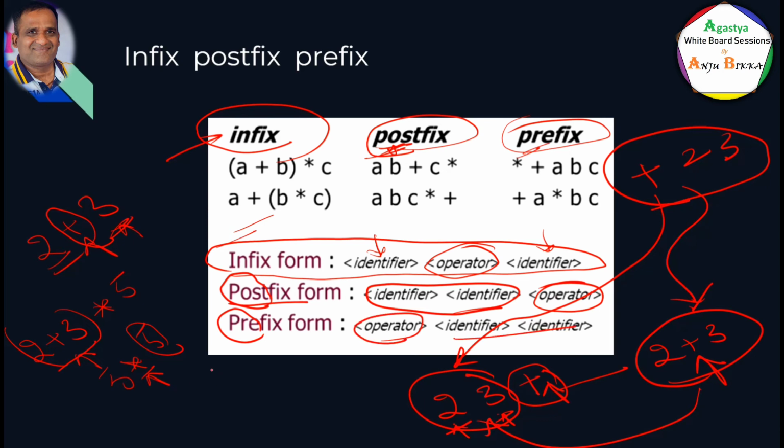So these are the three forms of writing expressions. We can convert one form to another. Infix we can convert to postfix. Postfix we can convert to infix. Infix we can convert to prefix. Prefix we can convert to infix. Postfix we can convert to prefix. Prefix we can convert to postfix.